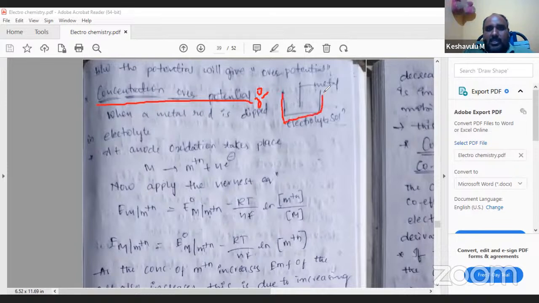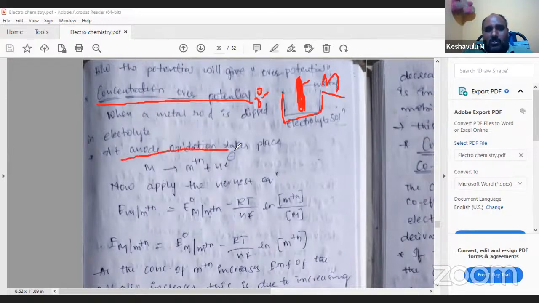If you take any electrolyte solution, the metal is dipped in that electrolyte solution. So the metal rod will be dipped in the electrolyte solution. At that time, based on its potential, the metal may be involved in oxidation or in reduction. When the metal is involved in oxidation, it acts as the anode.